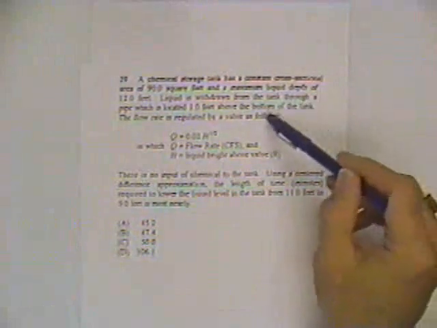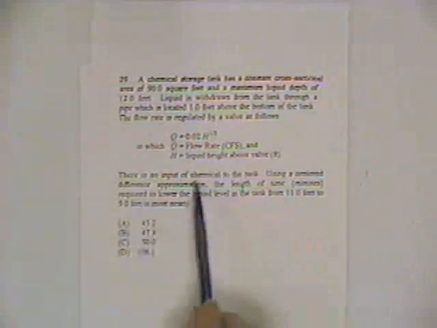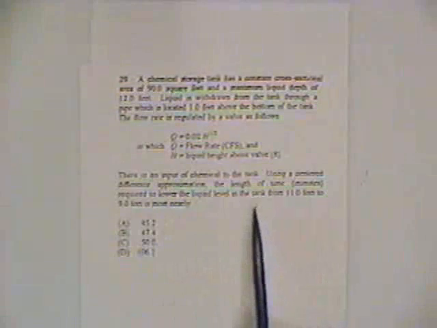Liquid can be withdrawn from the tank through a pipe, which is a foot below the bottom of the tank, and the flow is regulated by a valve such that the flow depends on the liquid height above the tank. All right, so it says that there's nothing else coming into the tank, and it says to use a center difference approximation to determine the length of time required to lower the liquid level in the tank from 11 feet to 9 feet.